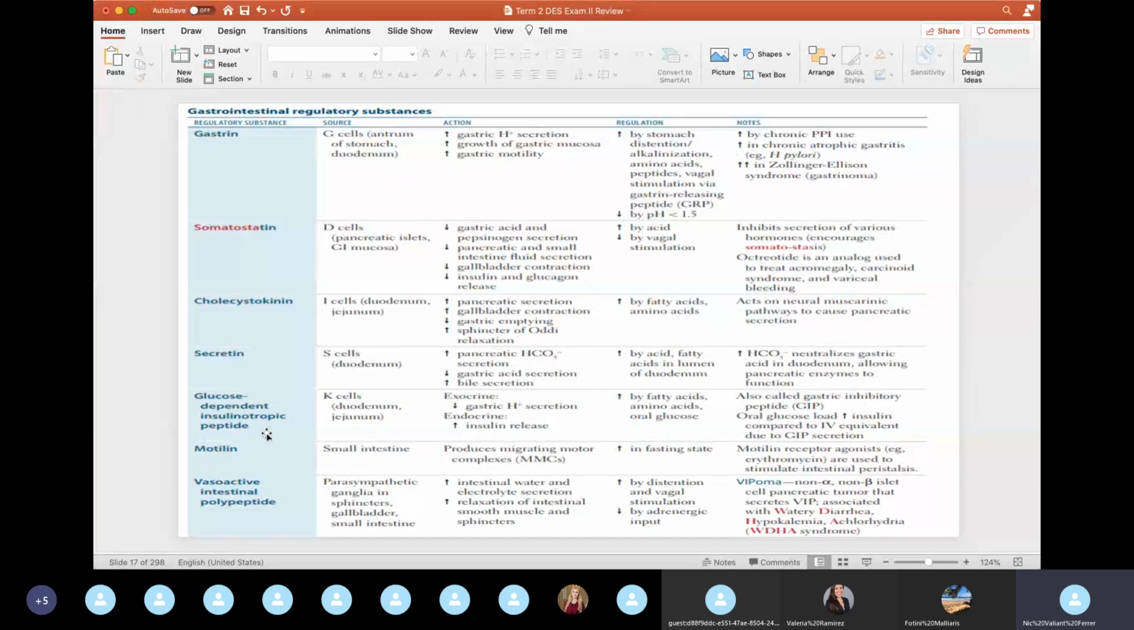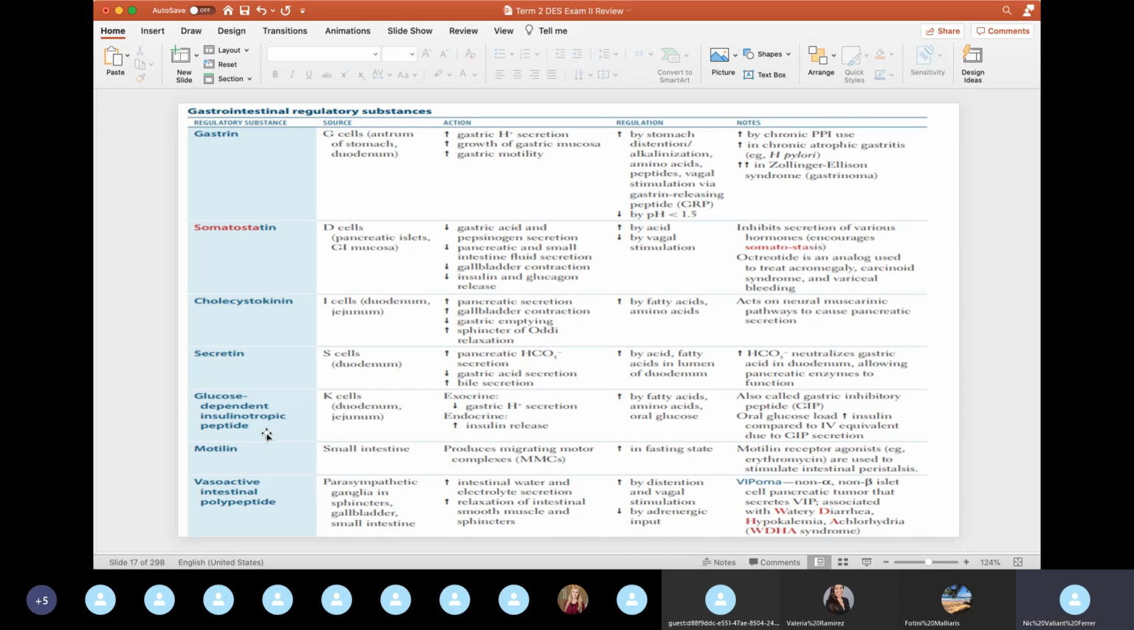Glucose-dependent insulinotropic peptide. The only question for this one that I can remember is if you give an oral glucose load, rather than IV glucose, it increases the insulin level more compared to the IV equivalent. Why? Because of this substance, glucose-dependent insulinotropic peptide.